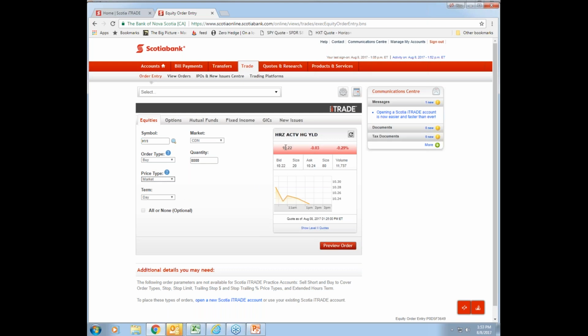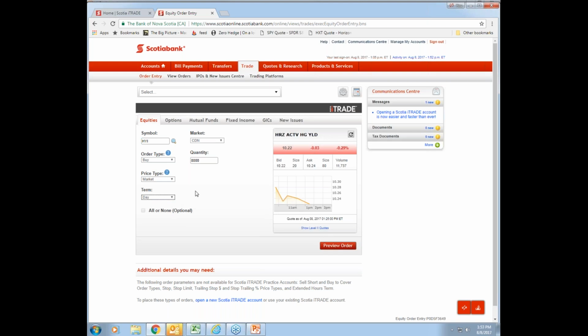Now, I want to highlight that the price could move beyond the 10.22 or 10.24, but I saw there that roughly around 10.25, 10.24 is what I want to pay, so I would put in the price at the 10.25 that I wanted to pay for the term of the day, and then I would preview that order.